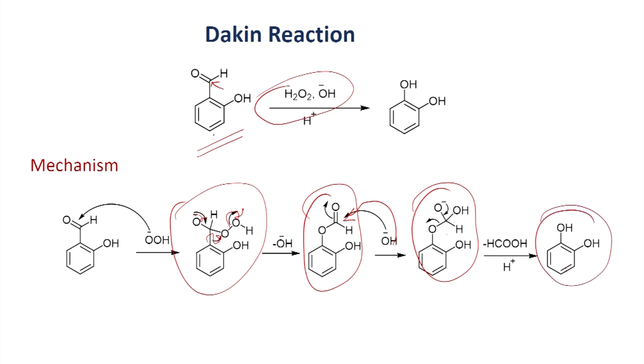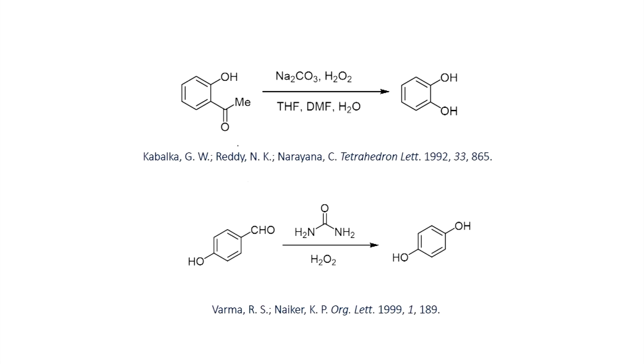Suppose you have the salicylaldehyde. When you react it with hydrogen peroxide in the presence of base, it can lead to the formation of catechol as the product. And here, for the rearrangement of this ketone, as we have seen, when you react with hydrogen peroxide and sodium carbonate, you will be able to form 1,2-dihydroxybenzene as the product.